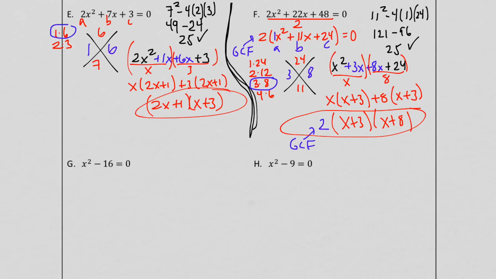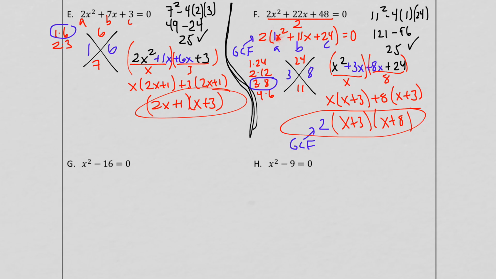Okay, so if you tried E and F, guys, here's the work. Notice how I've made the work a little bit shorter by minimizing some of the work from before. So example E. This had no GCF, so I found the discriminant. It was a perfect square, so I moved forward, and I got my two factors, 2x plus 1 and x plus 3. Example F, this had a GCF of 2, so I took it out first.